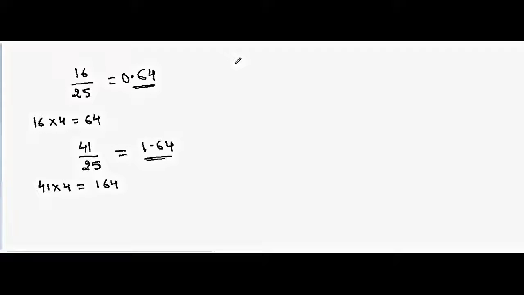Same way, suppose I have 24 and I want to divide by 25. So 24 into 4 is equal to 96. So my answer will be equal to 0.96.